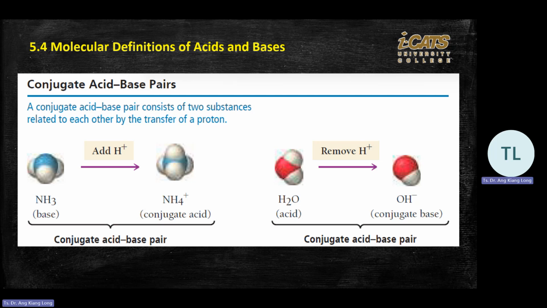This is another example. Water plus H plus becomes H3O plus, a conjugate acid-base pair. On the left, it donates, it becomes acid. The result is alkali. This pair, this result, is called conjugate. Same on the left-hand side, acid gives, or this one is add. Add means receive. Receive becomes alkali.